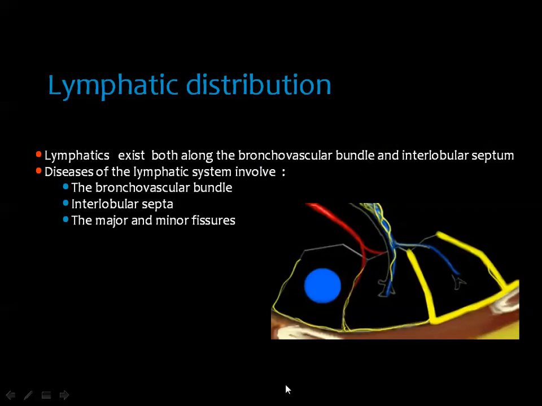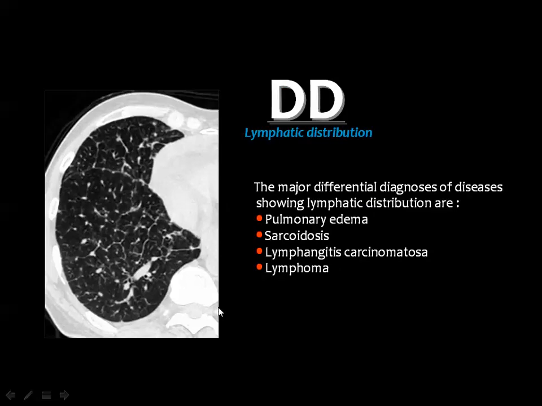Then lymphatic distribution means that the opacities or the disease is spreading along the bronchovascular bundle, the interlobular septa, and the major and minor fissures. At times, it will be very difficult for you to assess this distribution because of the overlap of the opacities. But I will explain to you how to handle this, which is very important so that you can reach the final diagnosis. This is a good example of lymphatic distribution.